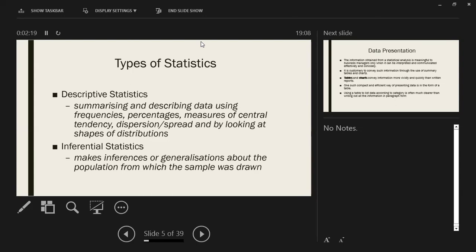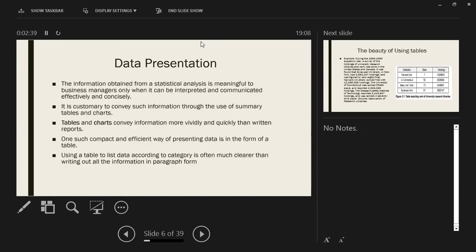And now the second type of statistics is what we call inferential statistics. This type of statistics is used to make inferences, where you generalize what you find about a population, but that generalization about the population will be based on a sample that you would have drawn.